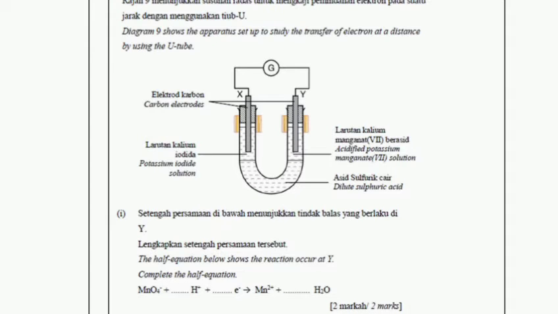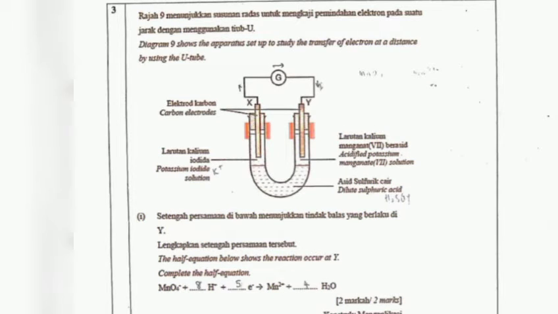Question 3.1. The half equation below shows the reaction that occurs at Y. Complete the half equation. Acidified potassium manganate(VII) solution will undergo reduction because it is an oxidizing agent. Thus, it will gain electrons. The equation will be MnO4- + 8H+ + 5e- produce Mn2+ + 4H2O.